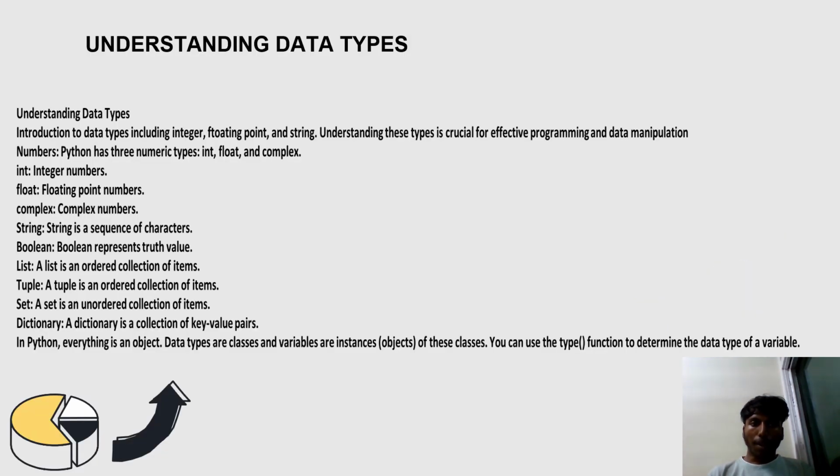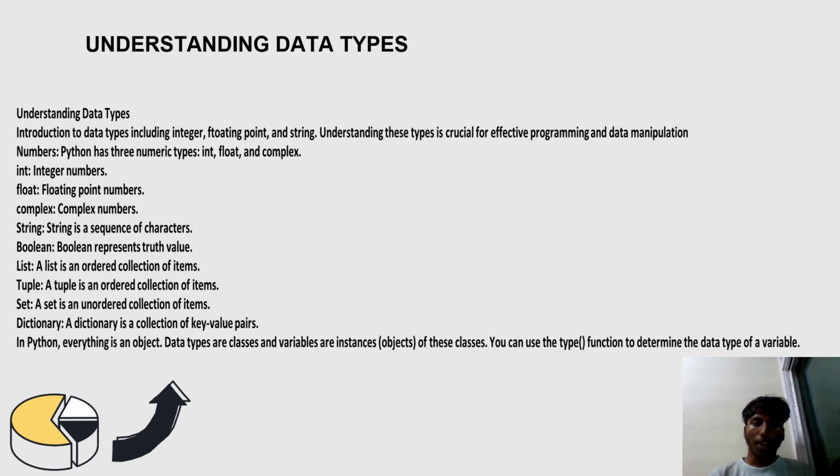Now, coming to understanding the data types. Introduction to data types, including integer, floating point, and string. Understanding data types is crucial for effective programming and data manipulation. Numbers: Python has three numeric types: int, float, complex. Int is integer numbers. Float is floating point numbers. Complex is complex numbers. String is a sequence of characters.